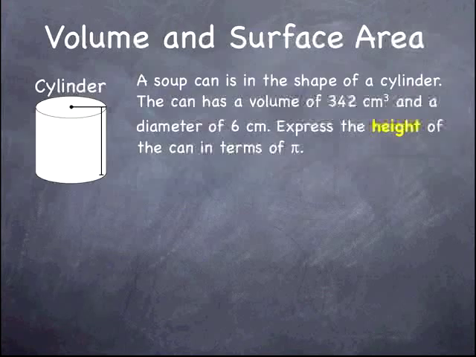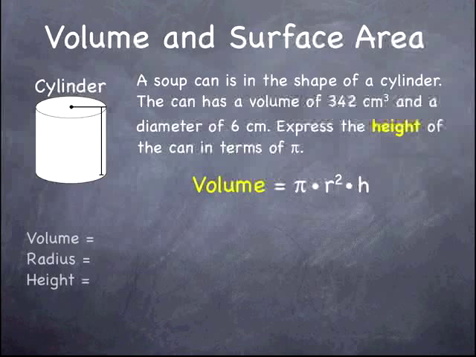So let's take a look at an example dealing with the cylinder. A soup can is in the shape of a cylinder. The can has a volume of 342 centimeters cubed and a diameter of 6 centimeters. Express the height of the can in terms of pi. This problem talks about the volume of a cylinder, so I need to make sure I use the volume formula. Volume equals pi times r squared times h.